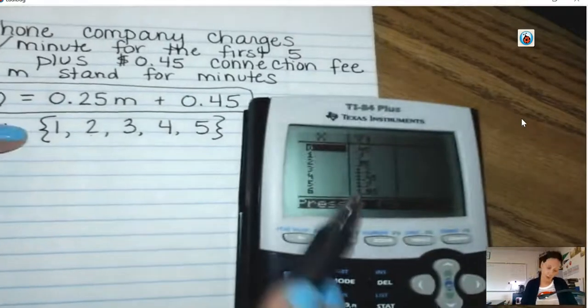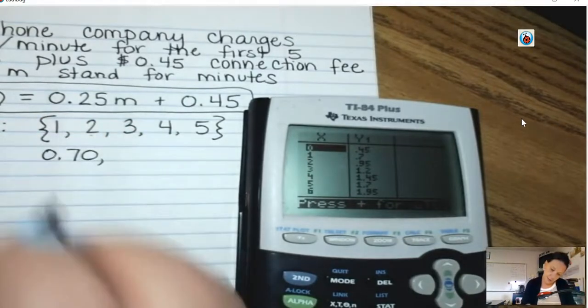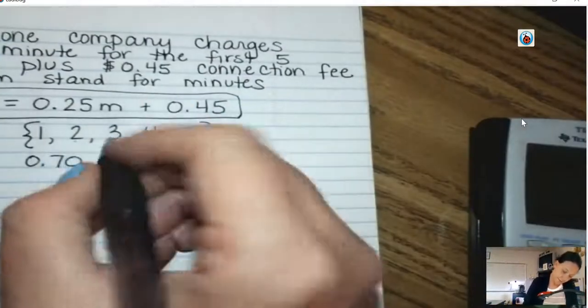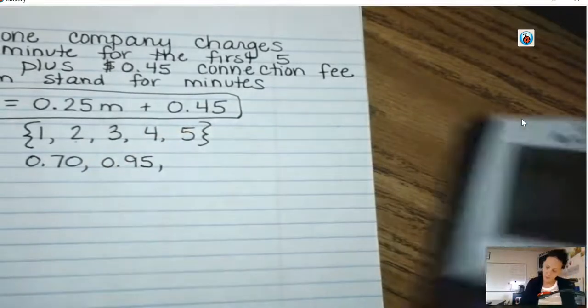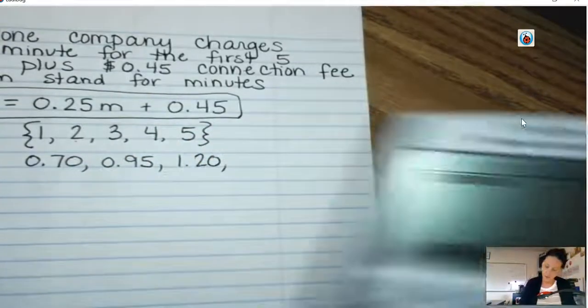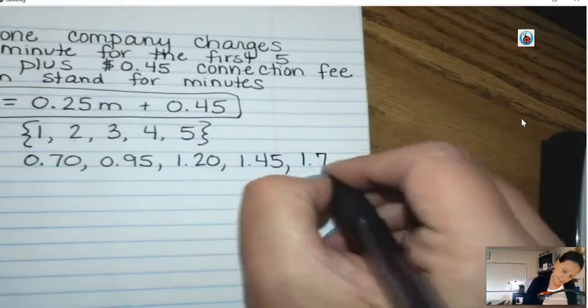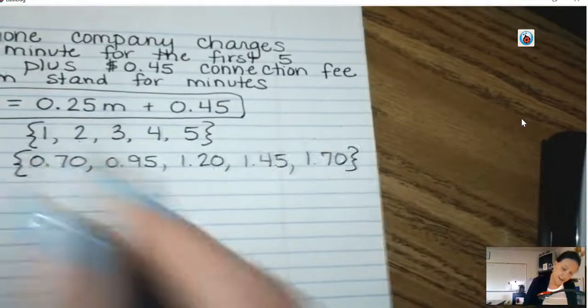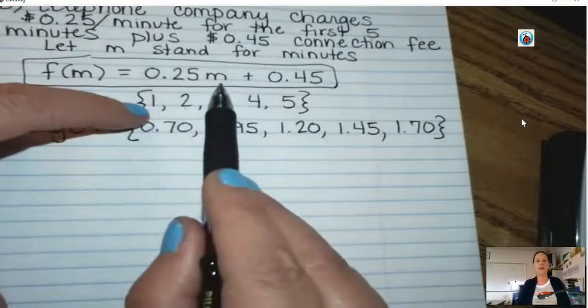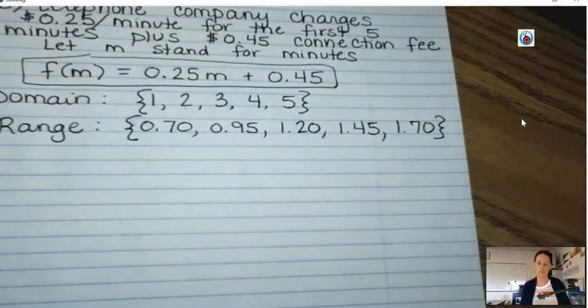Here's our values. So for 1 minute, it's 70 cents. For 2 minutes, it's 95 cents. For 3 minutes, it's $1.20. For 4 minutes, it's $1.45. And then finally, for 5 minutes, it's $1.70. If you don't have a graphing calculator, you're just plugging in 1 for M, so do 0.25 times 1, add 45 cents. So to do all of those.